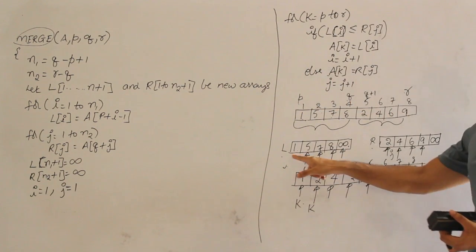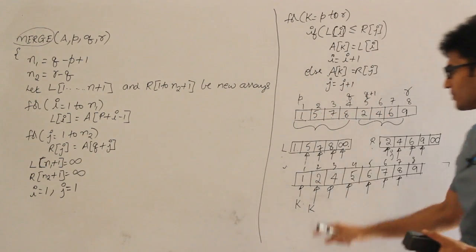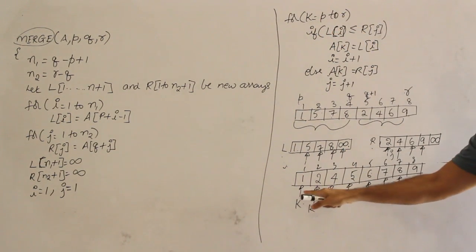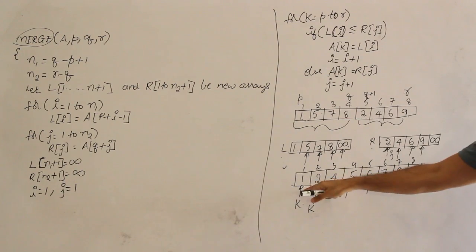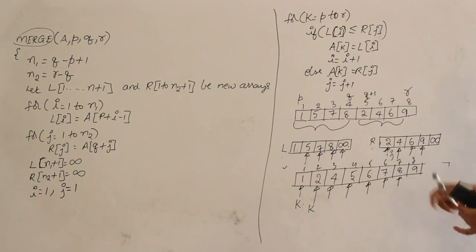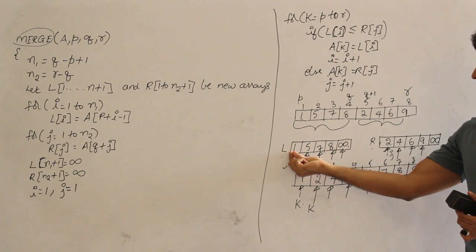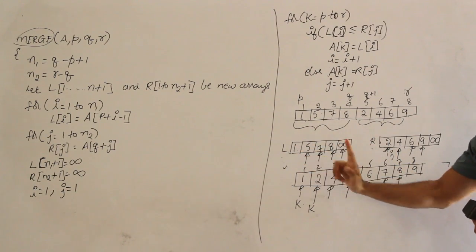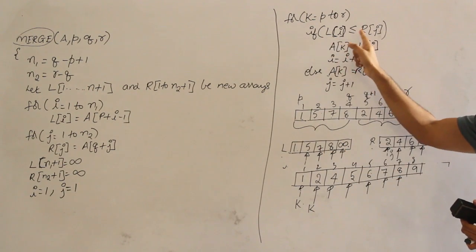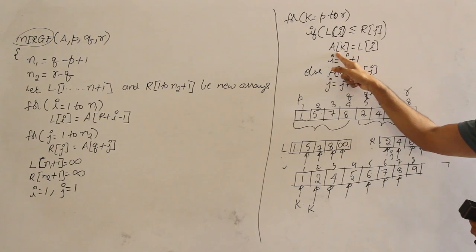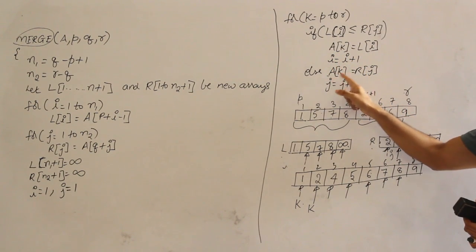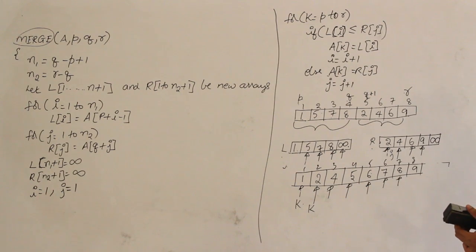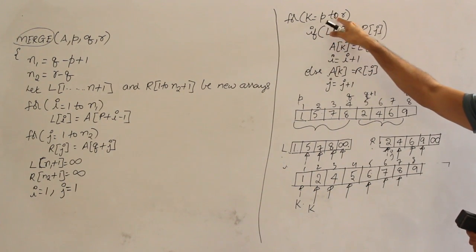And then I start comparing. I start with i equal to 1, j equal to 1, which means I start with this pointer 1 and this pointer 1. And now for k equal to p to r, which means the entire elements, I compare between left and right, which one is less. If the left element is less, I am going to copy that left element into the array and increment the left side pointer. If the right element is less, I am going to copy the right element into the array and increment the right pointer. Anyway, k is going to be incremented at every step.